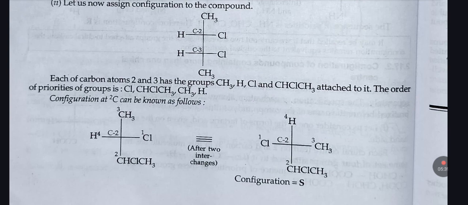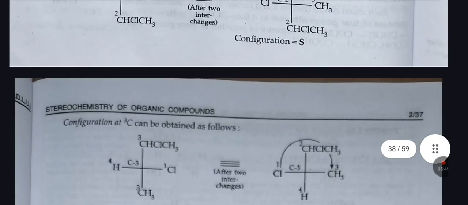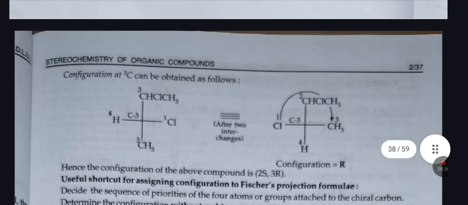Configuration at C2 can be known as follows, which is shown in this diagram. Here the configuration is S. Configuration at C3 can be obtained as follows. It is shown in this diagram. Here the configuration is R. Hence the configuration of the above compound is 2S, 3R.